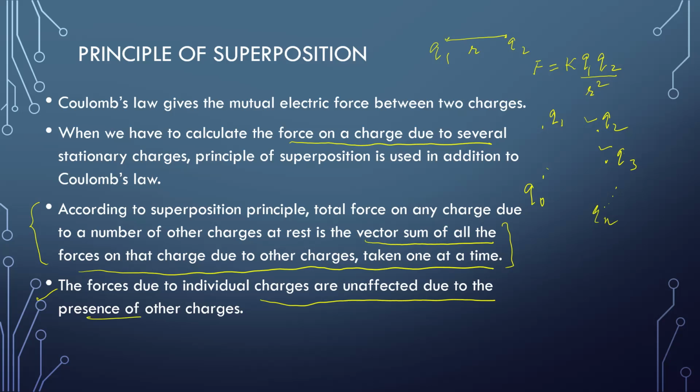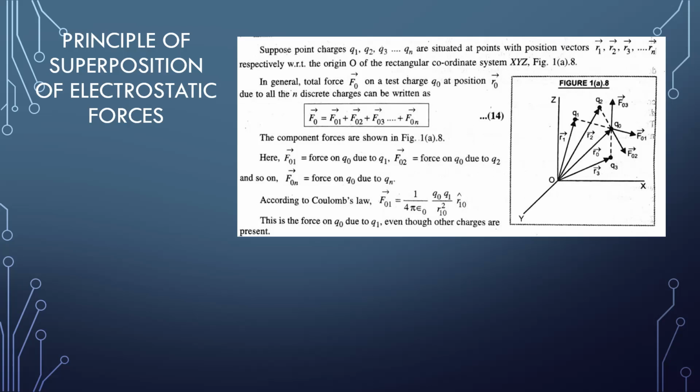This is what the statement says: the force due to individual charges is unaffected by the presence of other charges. So if Q2, Q3, Q4, Qn are all present, but when we are finding out the force on Q0 due to Q1, the presence of all the other charges doesn't have any effect on the force due to Q1 on Q0. Okay, so this is the principle of superposition. It's also called the principle of superposition of electrostatic forces, right? Now we will try to understand this principle of superposition of electrostatic forces.